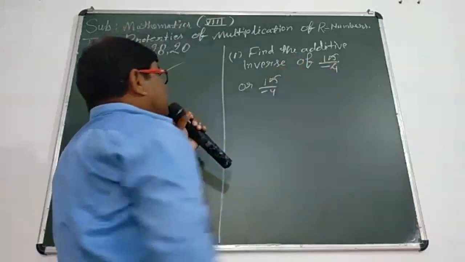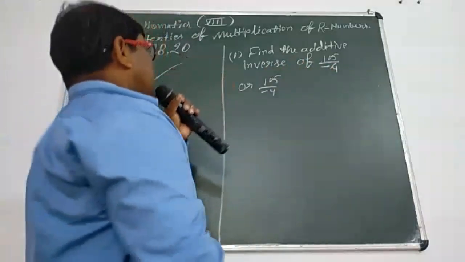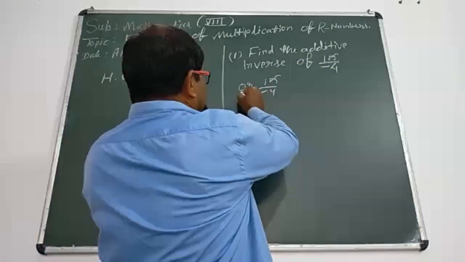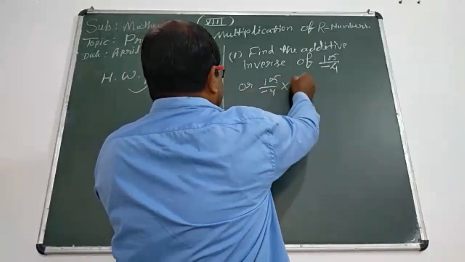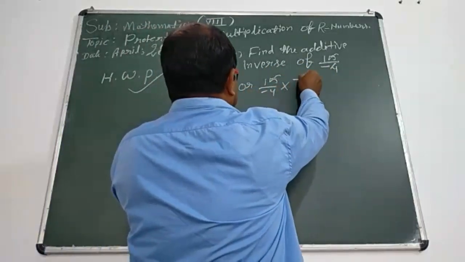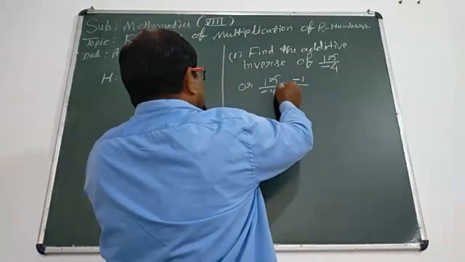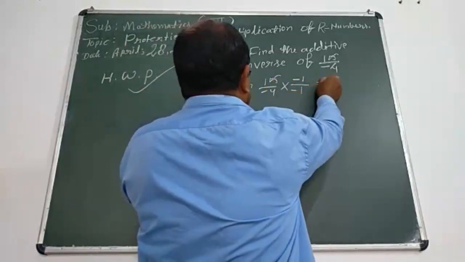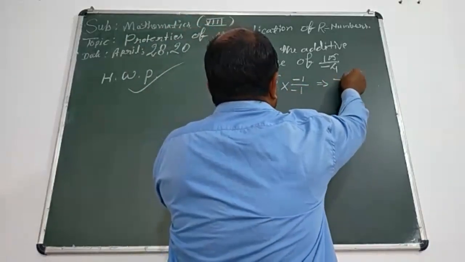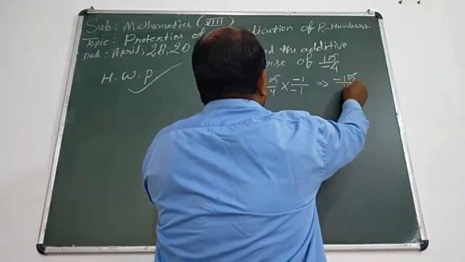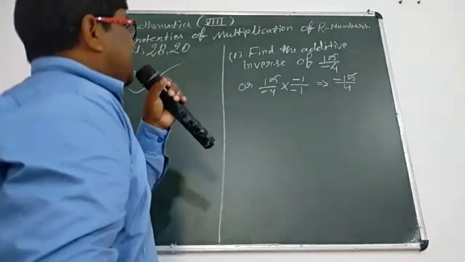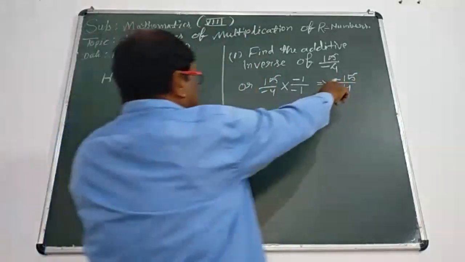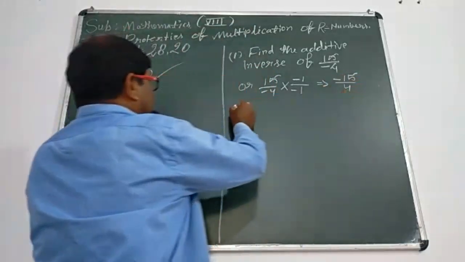Additive inverse of 15 upon minus 4? Okay, so simplify it. 15 upon minus 4, multiply the numerator and denominator also by minus 1, then you will get minus 15 upon 4. Now find the additive inverse of minus 15 upon 4.